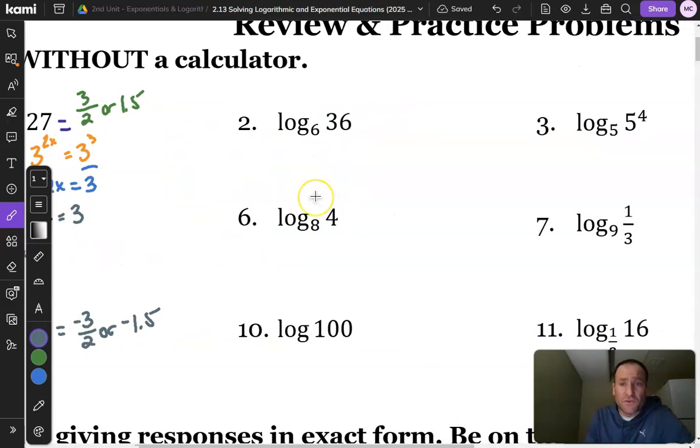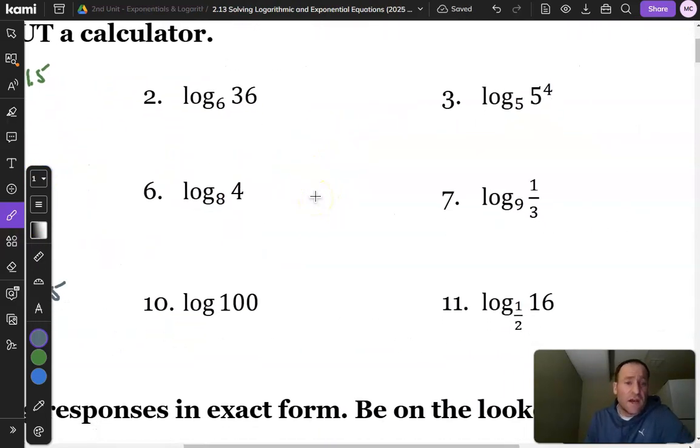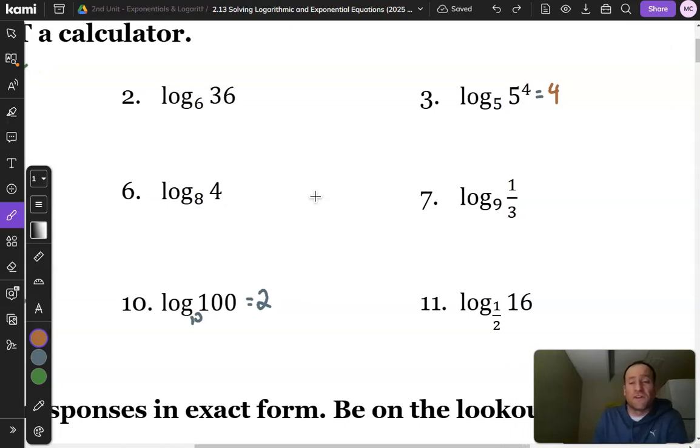All right, let's do a couple of these. Number 10. Notice, oh my gosh, there's no base. Remember, it's base 10. That's the common log, which means 10 squared is 100. Obviously, there's other ones here. I'm skipping those. Number 3 should be quick and painless. 4, because 5 to the 4th is equal to 5 to the 4th. We found that out in our investigation.